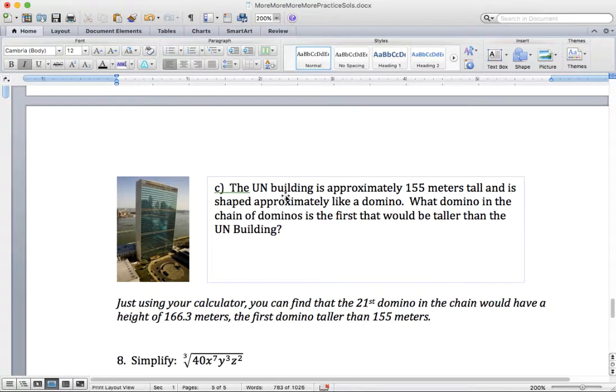Okay, the UN building is approximately 155 meters tall and is shaped approximately like a domino. What domino in the chain of dominoes is the first that would be taller than the UN building? Well, we are just going to be, again, multiplying our heights by 1.5 until we get to a height that is greater than or equal to 155.